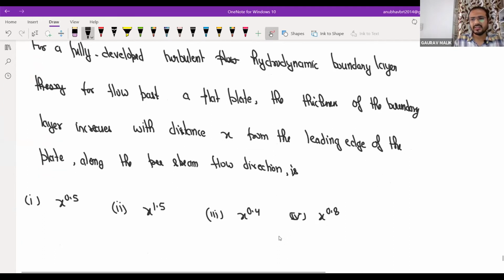So which one is the correct one? Again, 1 mark, 3 mark. Which one is the correct one? Fourth is the correct one. Very good.